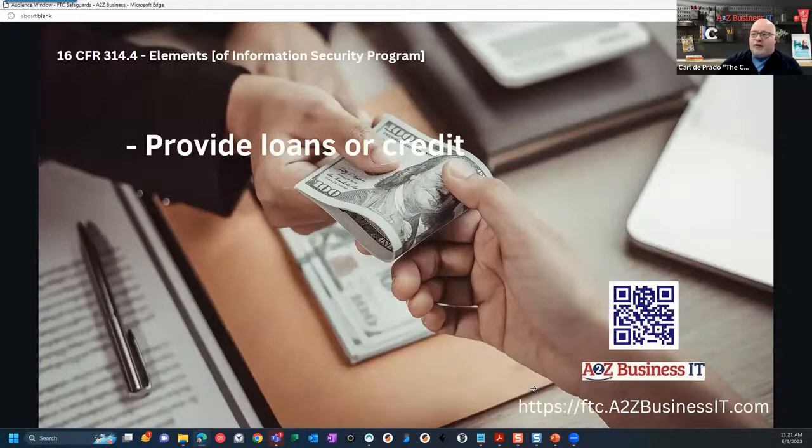The other thing is if your company provides loans or credit. That doesn't necessarily mean home mortgage loans. Your business might be providing a store account for credit cards, or you might be creating some form of line of credit, and you're collecting the credit information. You're going to fall under this as well. So you can see, not just that.